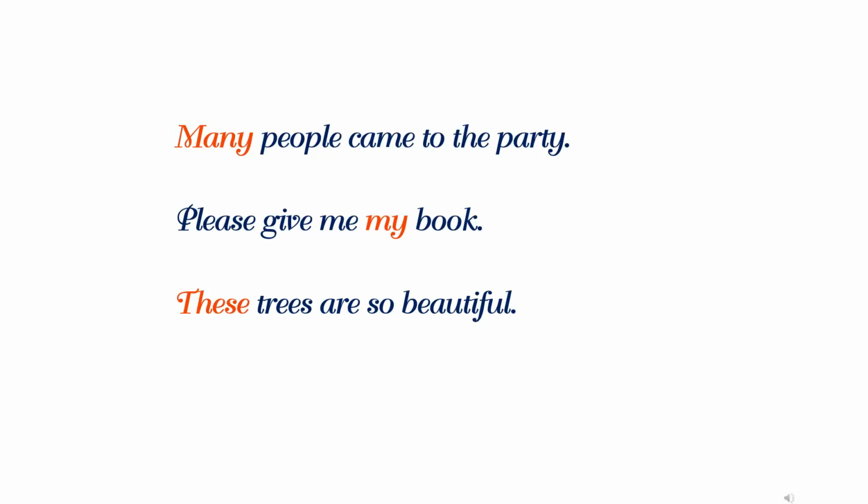A determiner is always followed by a noun. See the following sentences. Many people came to the party. Please give me my book. These trees are so beautiful. Here, many, my, and these are the determiners. People, book, and trees are the nouns which followed the determiners.